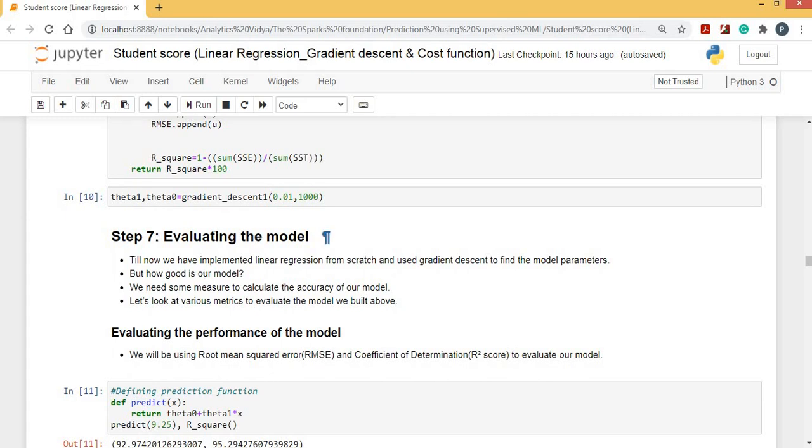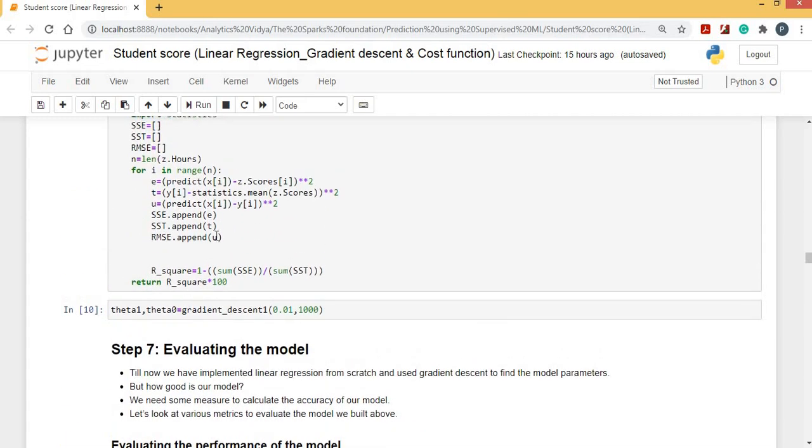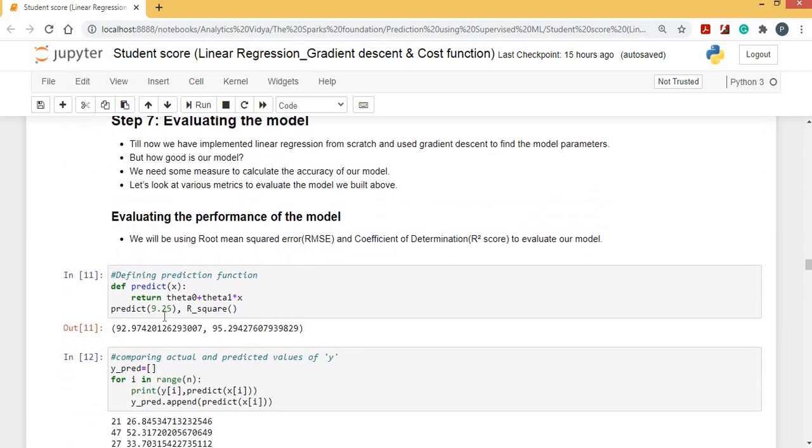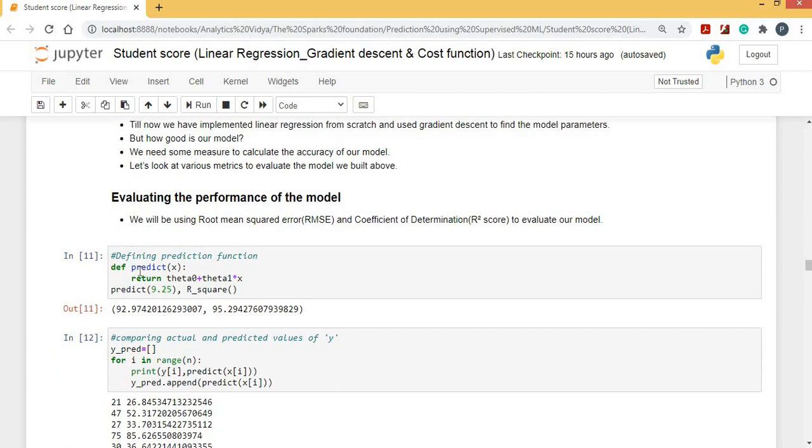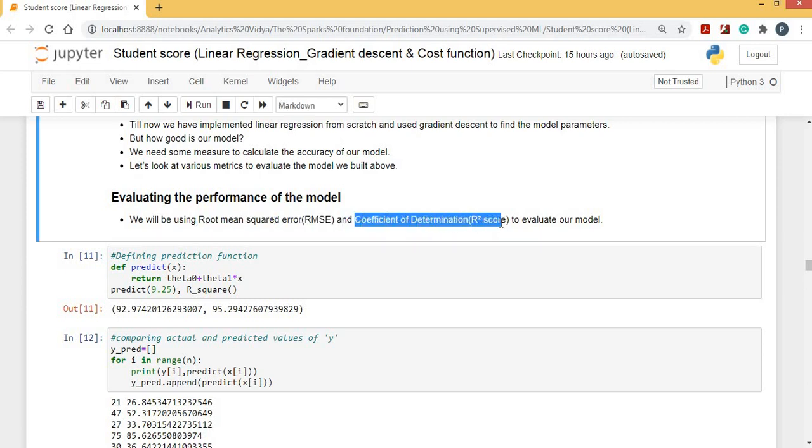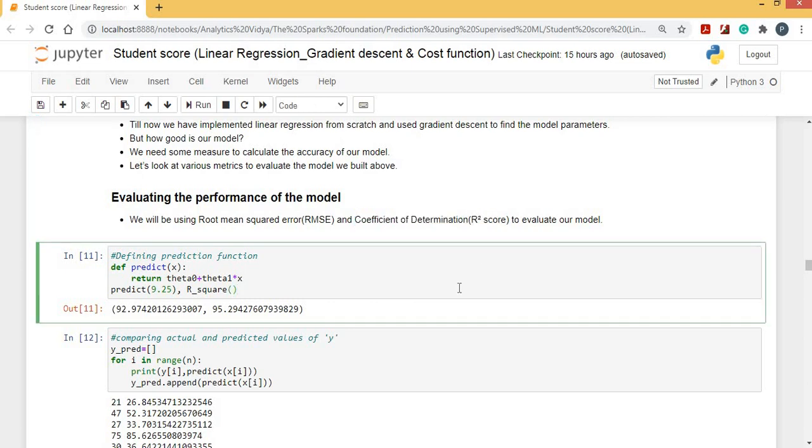Now the next step will be evaluating the model, because by this time we are ready with theta 1 and theta 0. The output of the gradient descent will give us theta 1 and theta 0, right? So there is an inbuilt predict function in sklearn. However, we have defined it over here separately. So to evaluate the performance of the model, we will be using root mean square error, RMSE, and r square. So as of now, for this model, I have only defined r square, but we'll look into RMSE later.